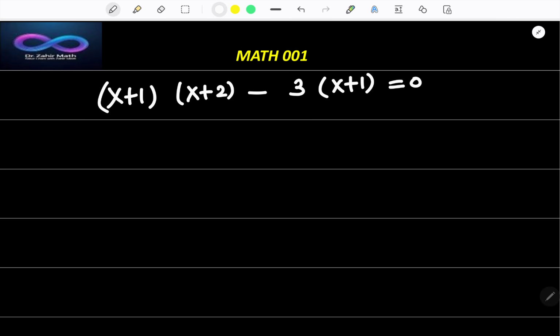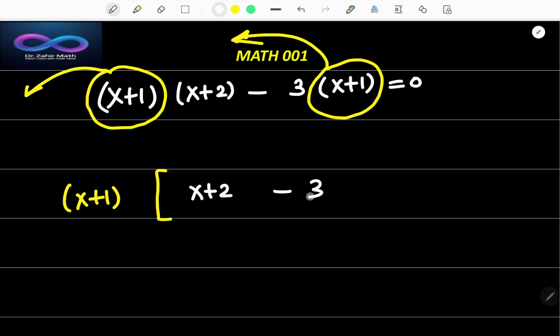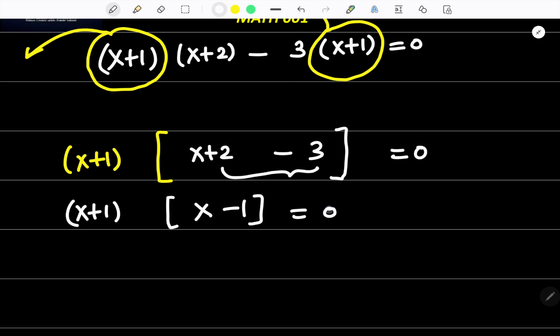Now what is our question? The question is to solve. So I'm going to take the common factor. What is the common factor? x plus 1 is common, so I'm going to take it outside. We get x plus 1 outside. What is inside? x plus 2 minus 3 is inside, equal to 0. Inside means the rest: x plus 1 times x plus 2 minus 3, which is minus 1, equal to 0.